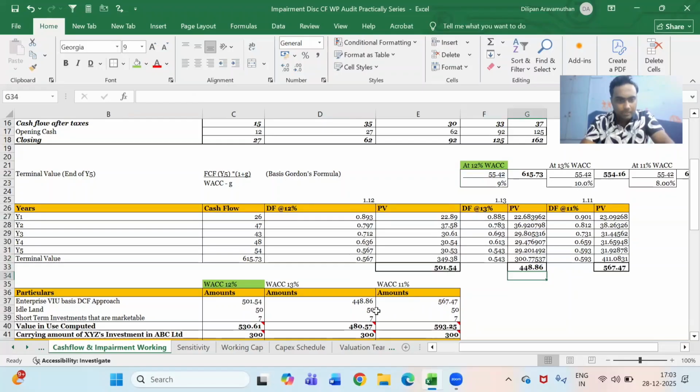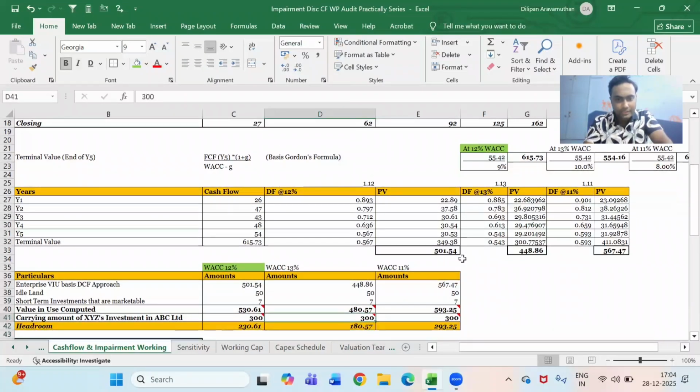If I just come here, plus my idle land of 50, plus my short-term investments that are marketable, similar to this, I get a total of 505.86. And when I apply 95%, I get 480.57. So guys, if you see here, when I take a higher WACC, my value in use is reducing. What is the reason my value in use is reducing?